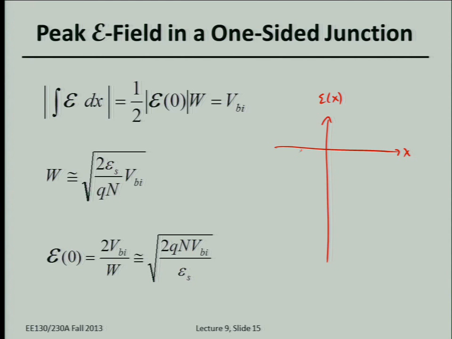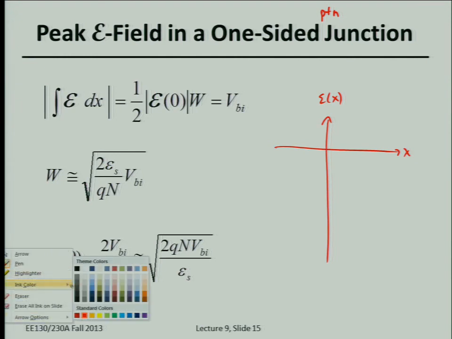Okay, so let's go back and sketch the electric field versus distance. And remember, it looks something like a triangle, right? If the P side is doped much more heavily than the N side, so let's say it's a P plus N junction, which side is going to have all the voltage drop? The right side, the N side, the lightly doped side. And the electric field, therefore, will be primarily on that side.